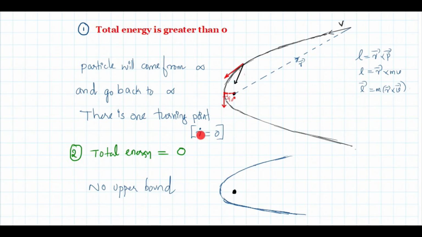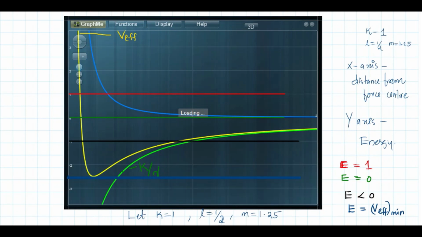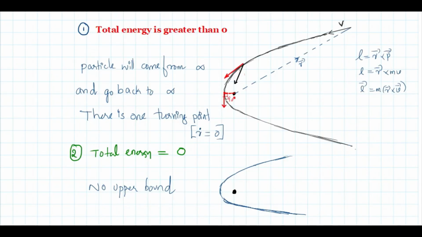Okay, the point at which r dot equals 0 is known as the turning point, and in this graph this intersecting point is the turning point. So the particle will go back to infinity from that point. So the motion is not bounded. The particle will come from infinity and then go back to infinity. There is no upper bound. There is an inner bound. The particle can never go beyond this point, but there is no upper bound. I think it is clear.